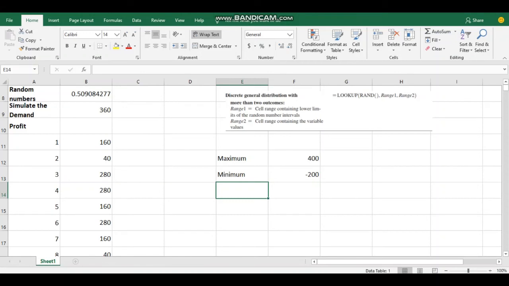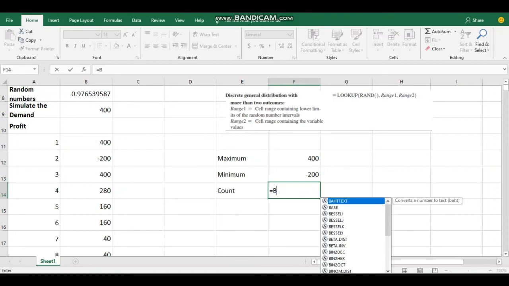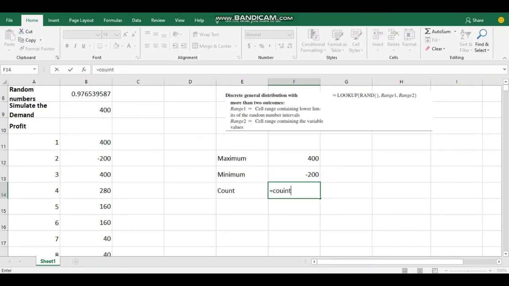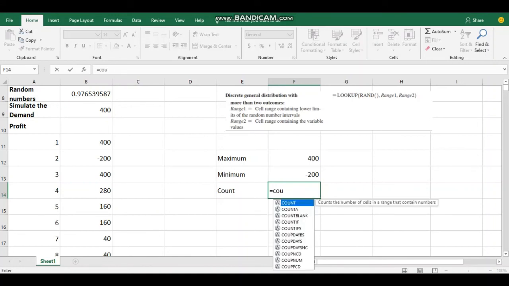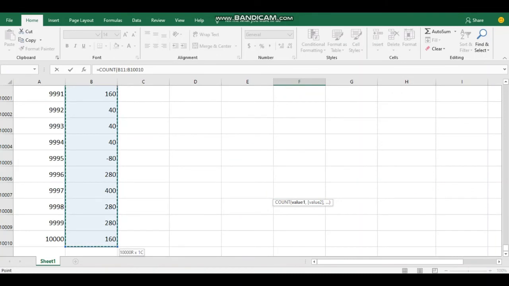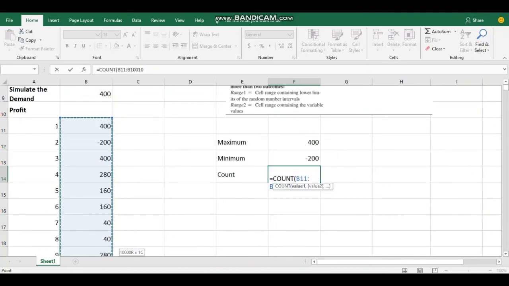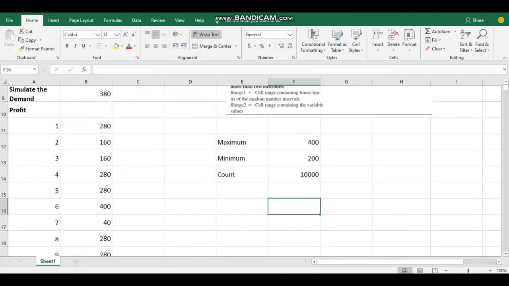Then count. Take the count value. Count value is nothing but just use the COUNT function. Just control shift down, control shift up, close it. So the exact count is 10,000, right?